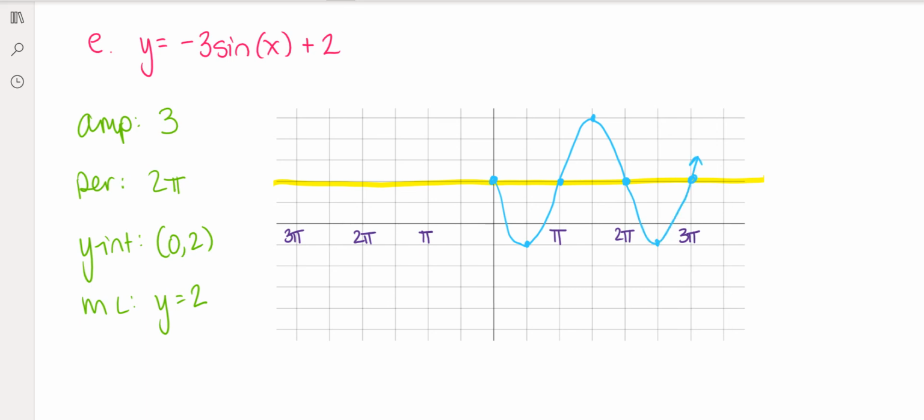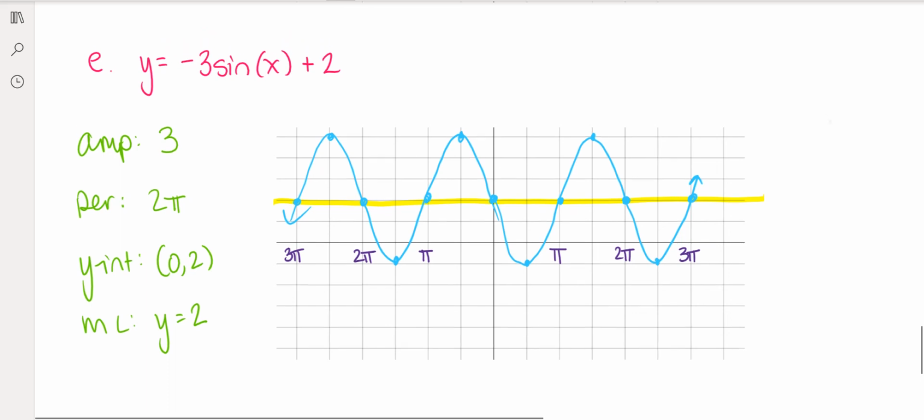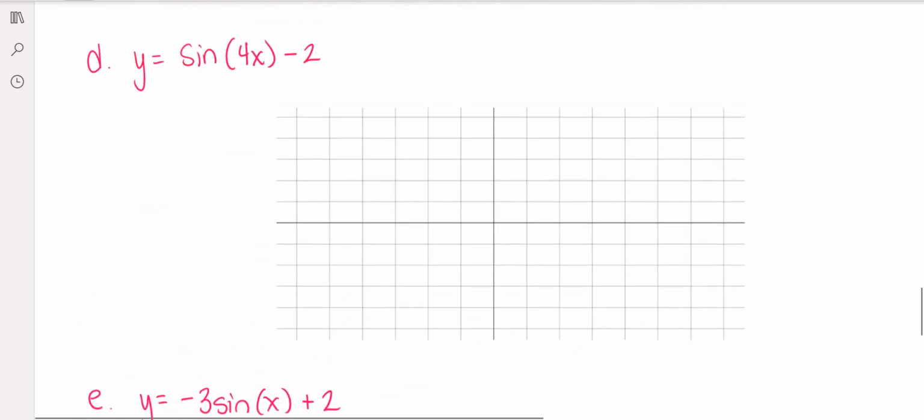I'm out of room. That's close enough to being out of room. Continue the cycle. Look for those patterns, you guys. Up, down, up, down, up, down. And that's what you should have. Are there any questions on the sine graph? Can I show you D real quick? Yes, I will show D real quick. Those of you, let me pause this video, be done with it.